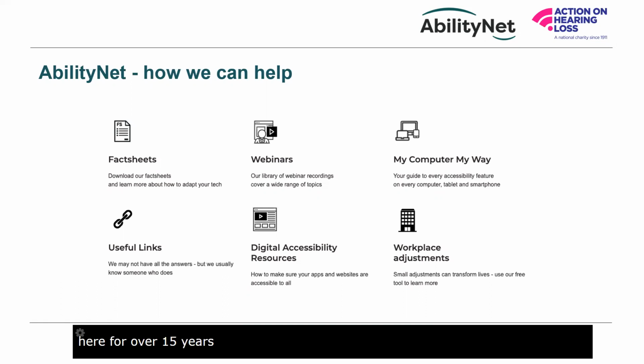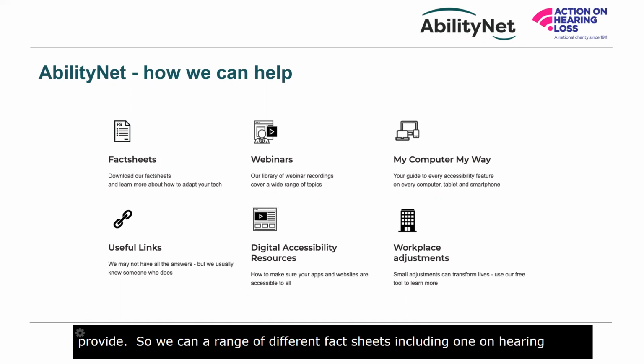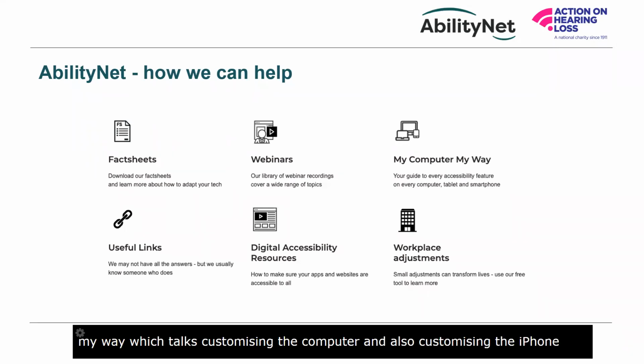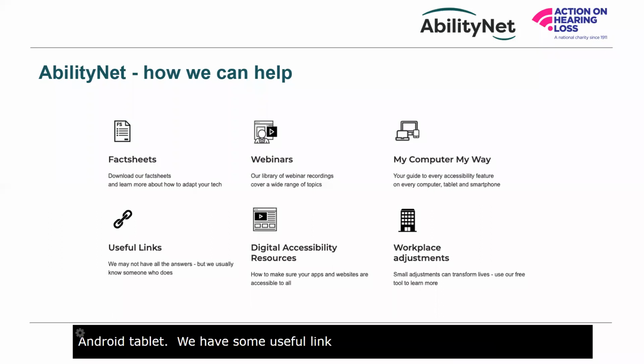And these are some of the things that AbilityNet can provide. We've got a range of different fact sheets, including one on hearing loss that's been written in conjunction with Action on Hearing Loss. We've got a range of webinars. We've got a really good section on our website called My Computer My Way, which talks about how to customize your computer for your particular needs. And it also talks about customizing your iPhone and also customizing your Android tablet as well. We've got some useful links. We also have a load of digital accessibility resources, so we're very keen on trying to make websites as accessible for everyone. And we also do workplace adjustments.